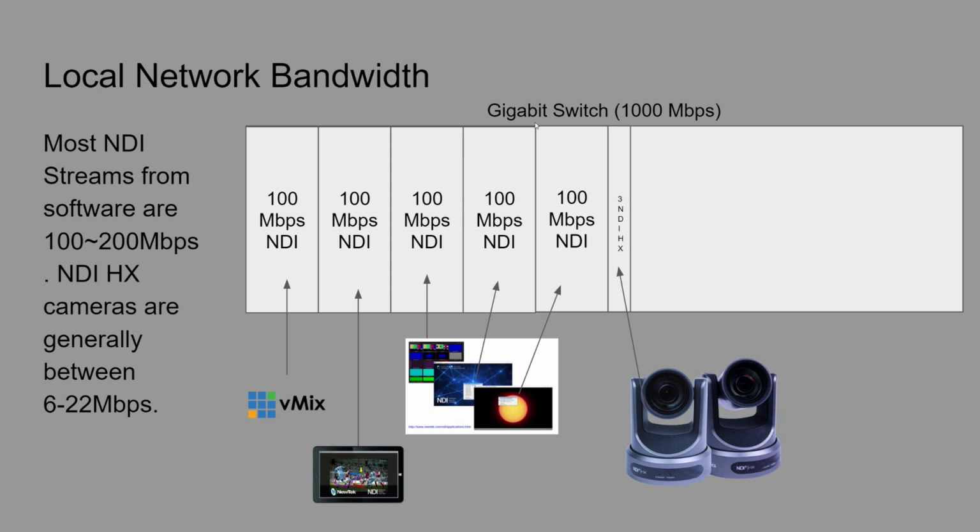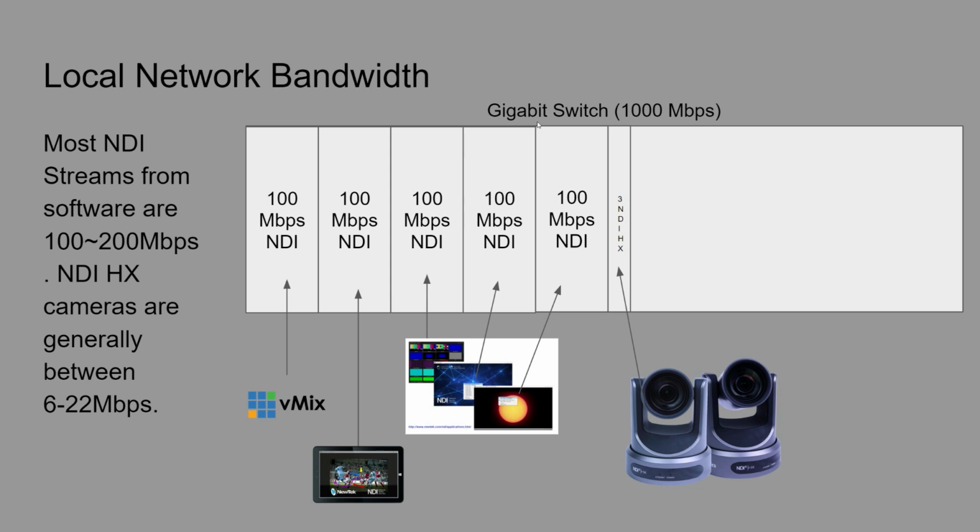Most people today still have a gigabit network switch, meaning 1,000 megabits to play with. If we're talking about NDI, full NDI high bit rate, high bandwidth sources are between 100 and 200 megabits per second. And then NDI HX, or NDI high efficiency cameras, are generally between 6 and 22 megabits per second. They can go up to about 50 megabits per second, even a little higher, but these are the types of things you should be thinking about.